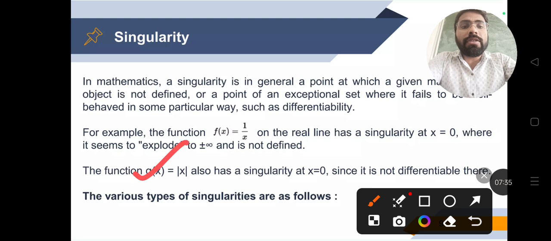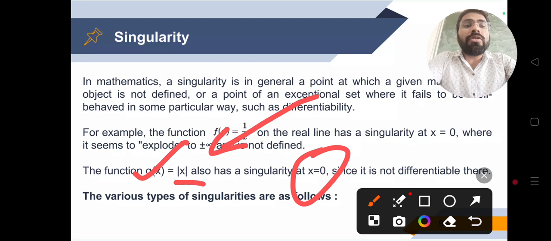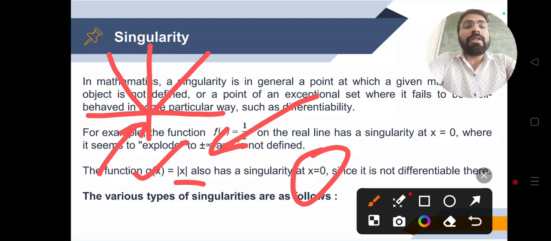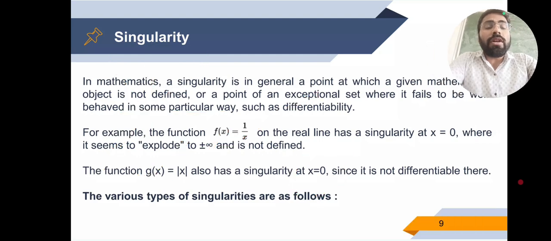Again we have function g of x is equals to mod x. So we can easily check that at x is equal to 0 the function mod x is not differentiable because it has the graph of this form and we have the sharp edge at x equal to 0. So we can say that the function g of x, that is mod x, is not differentiable at that point. So these points are said to be the singularity, that is for f of x is equal to 1 upon x, the x is equal to 0 is said to be singularity, and again mod x के लिए हम x is equal to 0 को हम बोल सकते हैं singularity.